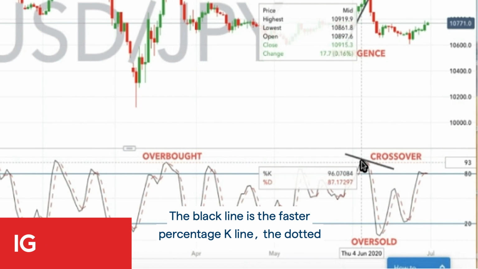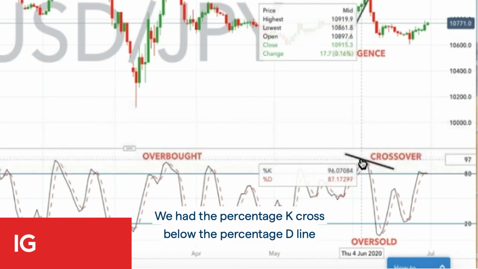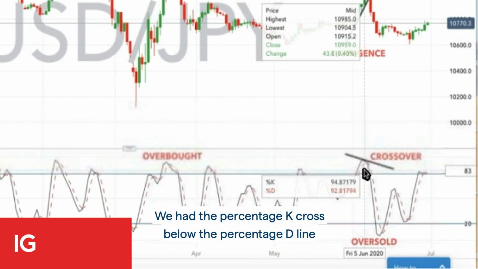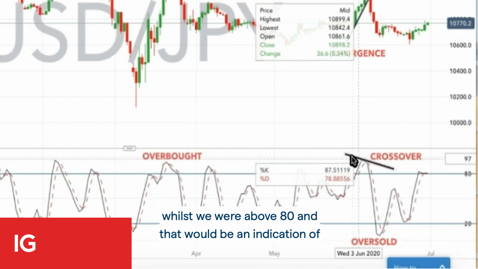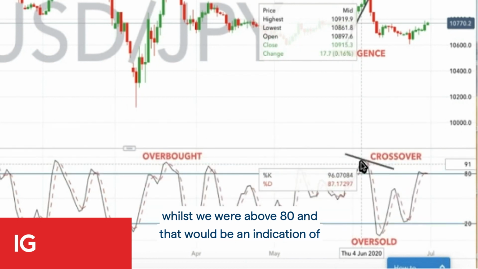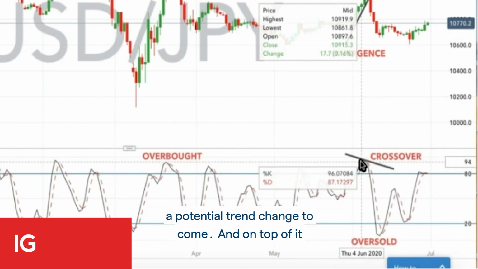The black line is the faster percentage K line. The dotted red line is the slower percentage D line. We had the percentage K cross below the percentage D line whilst we were above 80, and that would be an indication of a potential trend change to come.